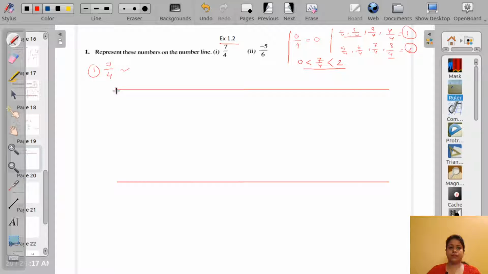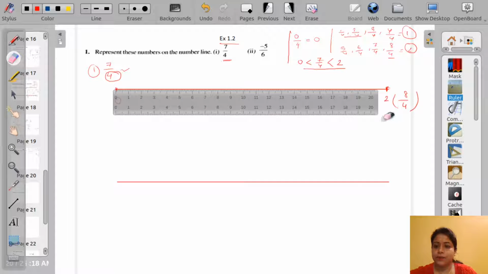So let us mark it as 0 and 2. That means 8 by 4. Okay, now your question is, in how many parts we have to divide the number line, as the denominator is 4. See, we have to divide the number line into 4 equal parts up to 1. Then after 1 again 4 equal parts. Let me show you how. Let us mark 2 here. It will become easy for us to represent.